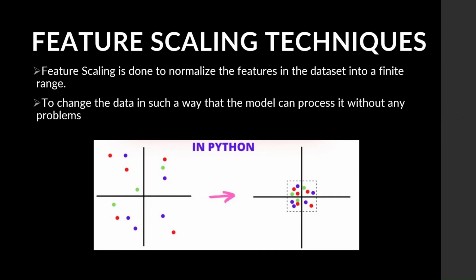So feature scaling is one of the most important techniques as we discussed. Feature scaling is done to normalize the features in the data set into a finite range. So our data set might be present over a huge range, that could be infinite or could be very huge. So to scale the data and normalize it, it helps us predict the kind of outcomes, and also in such a way that the model can process it without any problems. So in Python, as you can see, this is your unscaled data, and using feature scaling in Python, this is how your data set would look later.